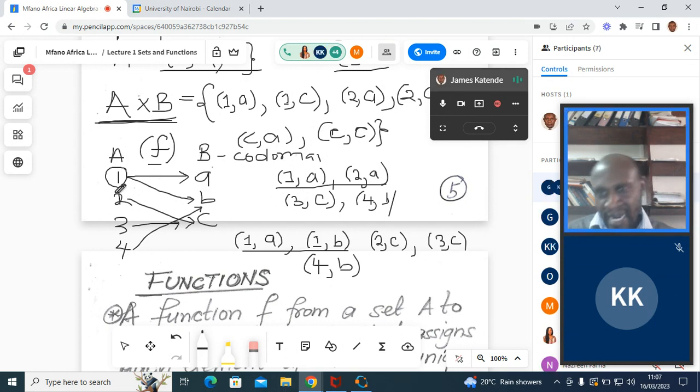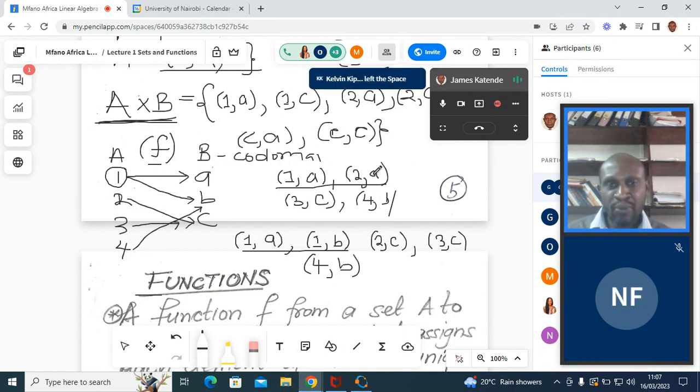Another element in the domain can also be assigned to the same element. Like we saw here, 1 was assigned to A and 2 was also assigned to A. That can happen and it will still be a function. There's no problem.